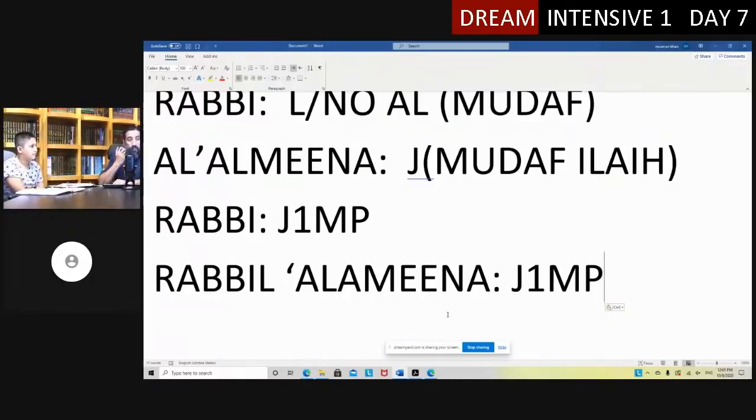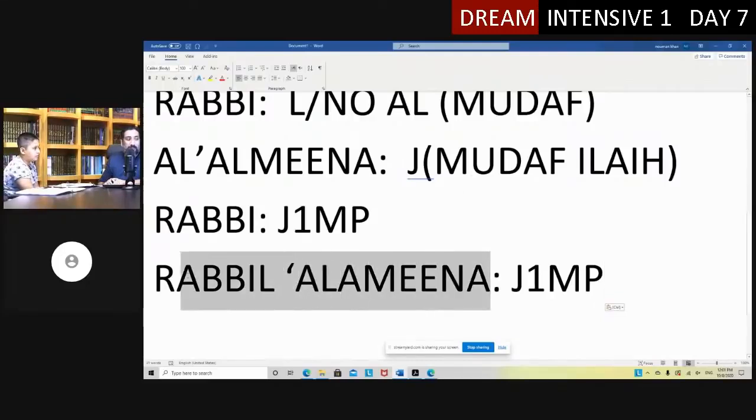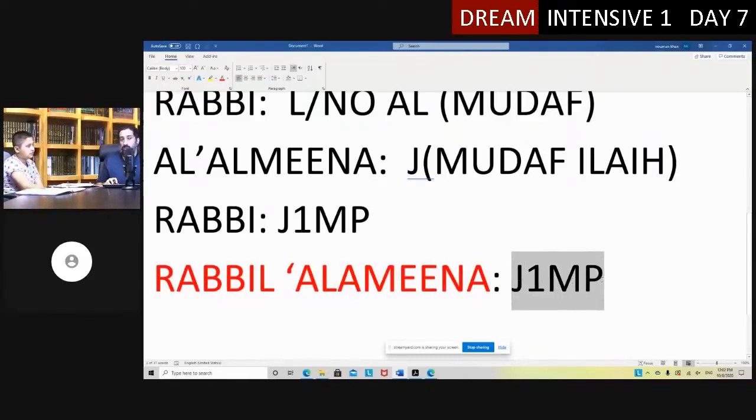And it's important. Remember I told you the mudaf and mudaf ilayh can't be separated? So in your head, you have to think of it as one word, one phrase. And that phrase has 4 overall properties, like you put parentheses outside it. Those 4 properties are the same as the mudaf: jar, 1, masculine, proper. Even though Al-Alamina on its own has its own properties, we're not looking at Al-Alamina right now or Rabb right now. We're looking at the whole thing. Is that okay? That's a difficult thing. I know it's relatively new, but I want you to get used to it.